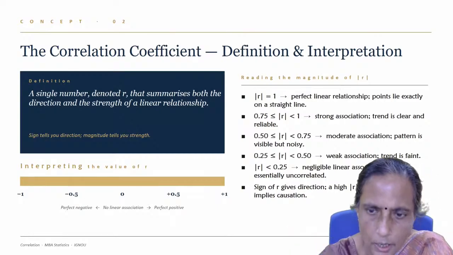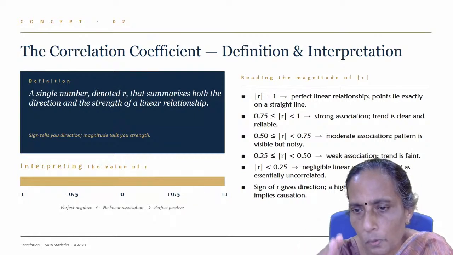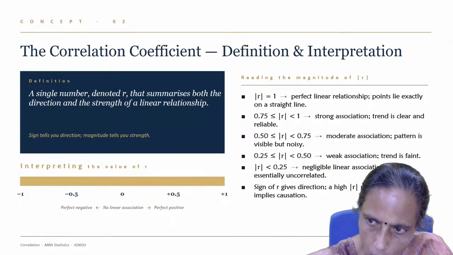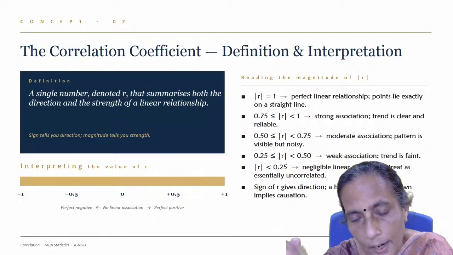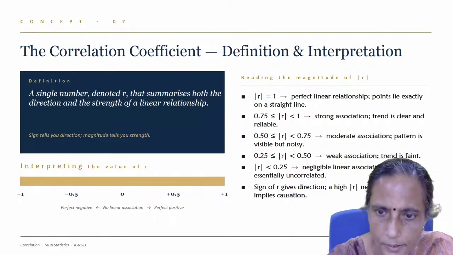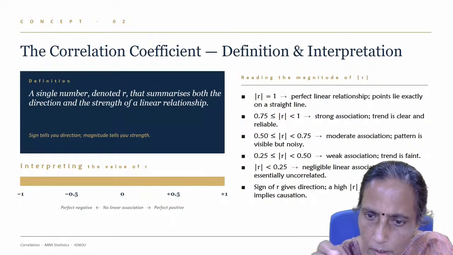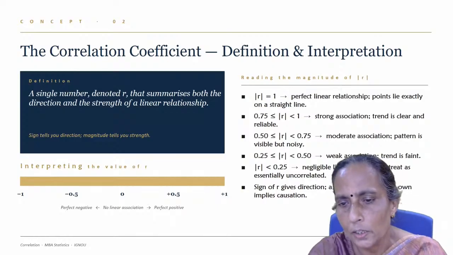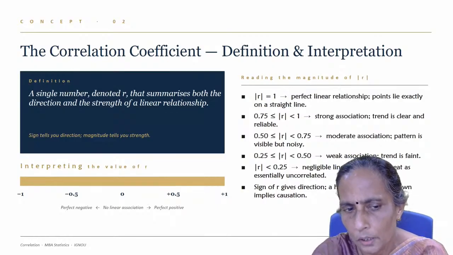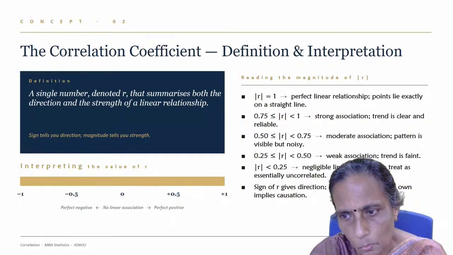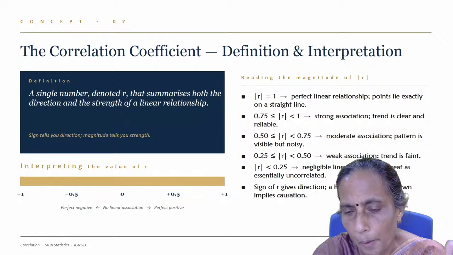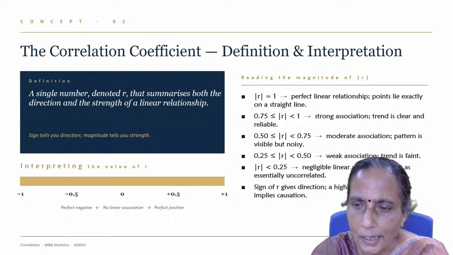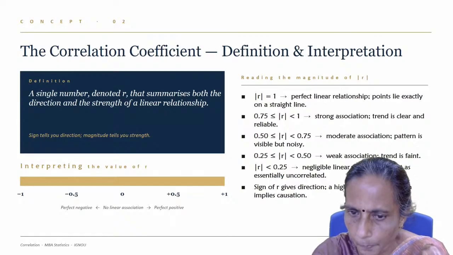If the absolute value is between 0.75 and 1, then the association is strong, the trend is clear and reliable. And suppose your coefficient turns out to be between 0.5 and 0.75, then the association between the two variables is moderate. The pattern is visible, but the strength is not that clear, it is a bit noisy.